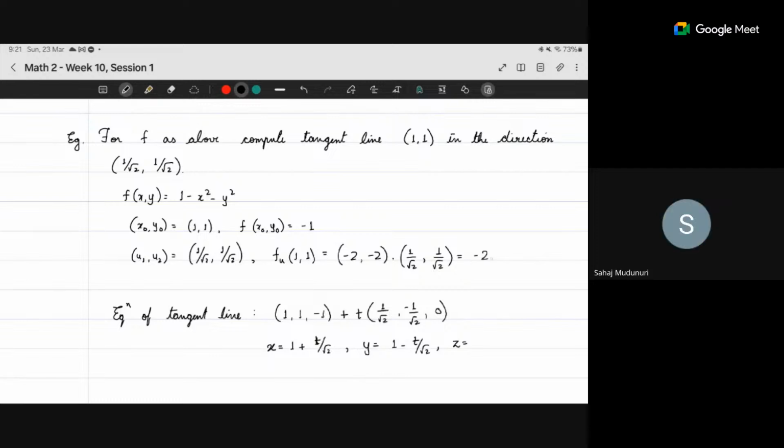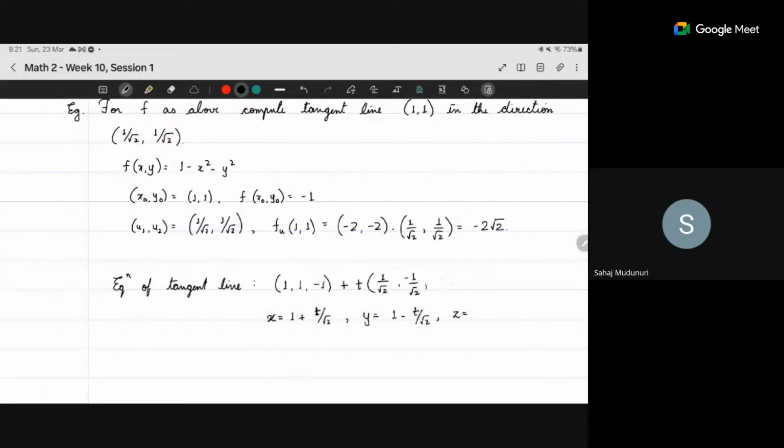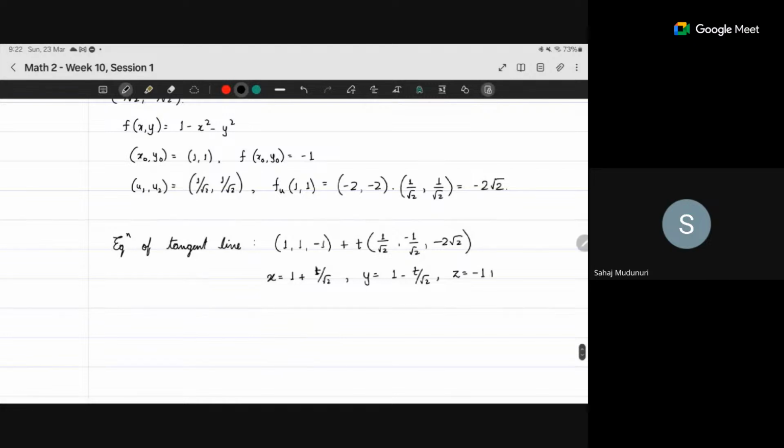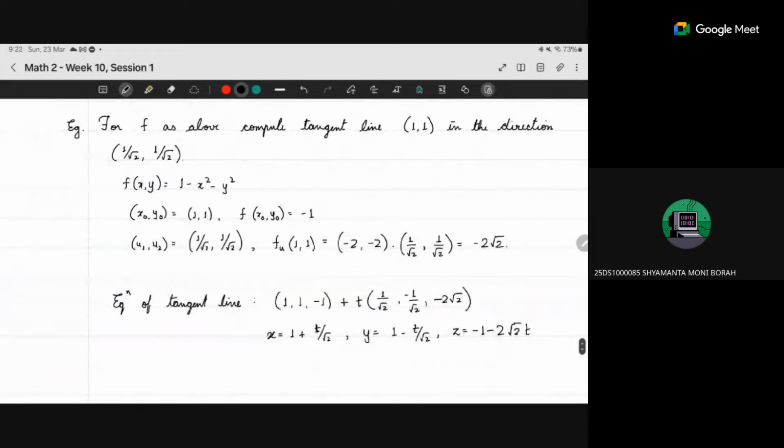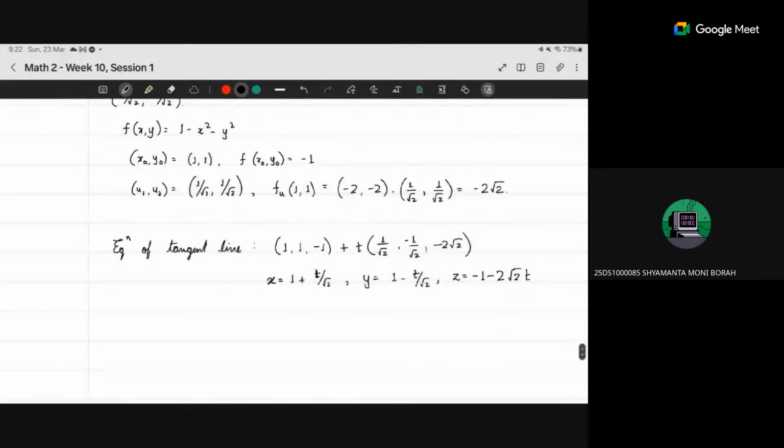Minus 2 root 2. Yes. The only change I've made is that I've considered the direction (1/root 2, 1/root 2) itself, so the corresponding things will change, and I'll get the points minus 1 minus 2t root 2, whatever. So you have considered 1 by root 2, 1 by root 2, right? Yeah, I just changed it afterwards because I don't want that directional derivative in that direction to be identically 0.